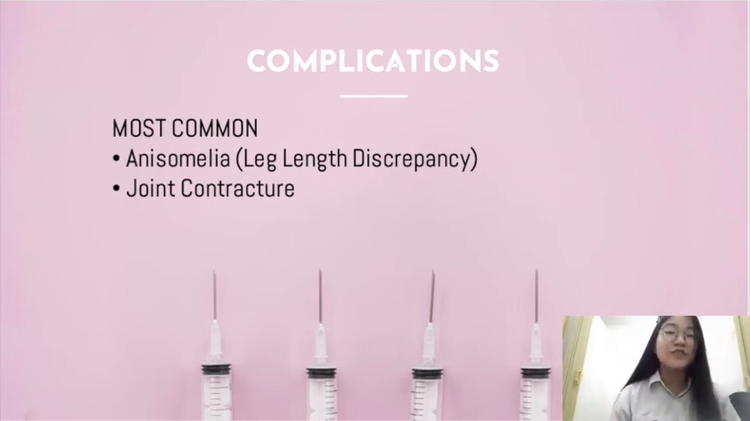If not treated well, juvenile idiopathic arthritis can lead to various complications. The most common ones are anisomelia and joint contracture. Anisomelia, or leg length discrepancy, is a condition of noticeable unequal length of the lower extremities, while in joint contracture, the joint becomes hardened and rigid due to limited range of motion.